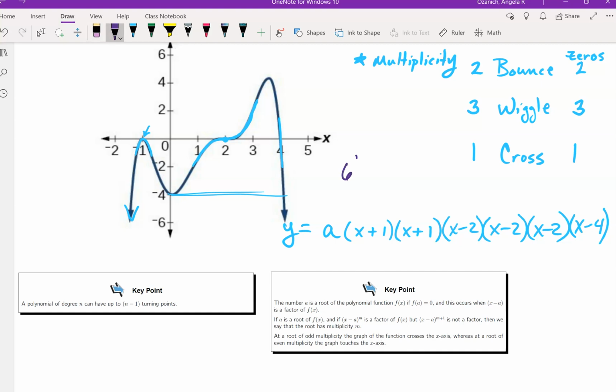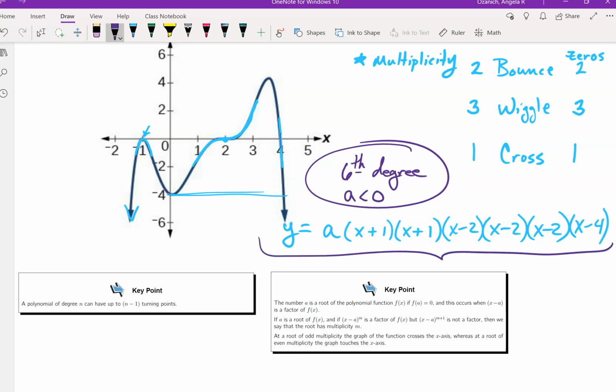And what else has to be true? At least a 6th degree. And because it is opening down, the behavior is down to the left and down to the right, my a value has to be, that's right, you got it, less than 0. It has to be negative. So I can tell a lot about this graph just by finding my double zero, my cubic behavior, my linear behavior crossing at 4, writing all of these factors, and knowing that this a value, yes indeed, is going to be negative.